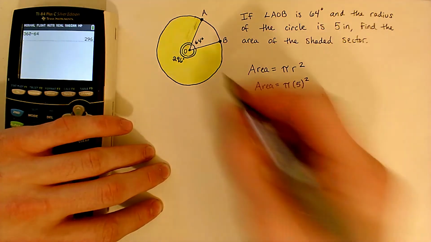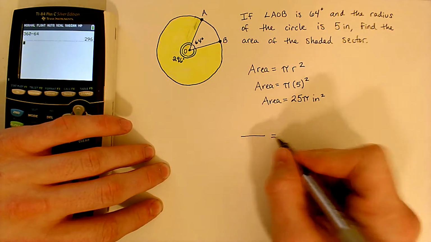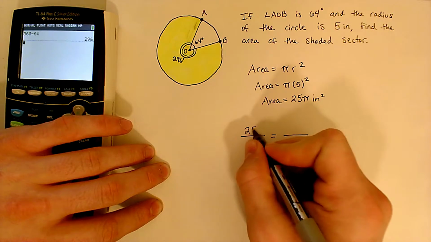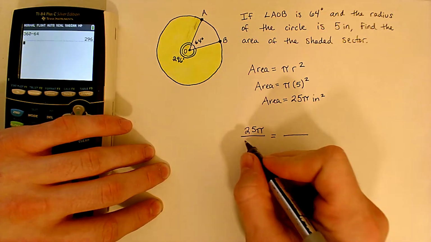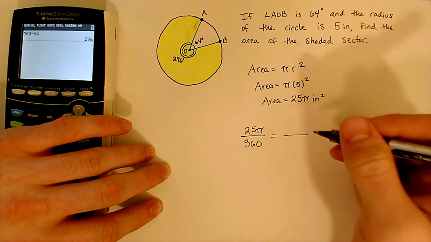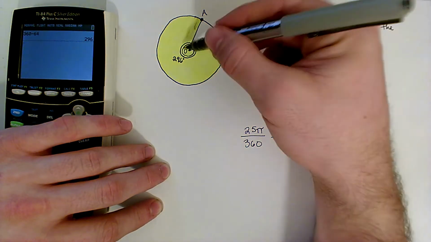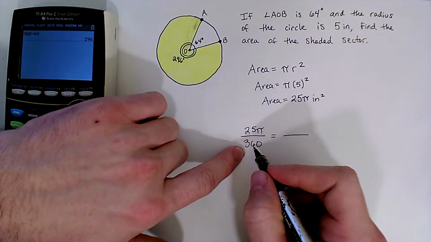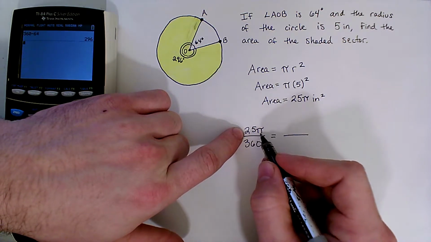Now that I've got the entire area of the circle, I can set up my proportion. I'm going to say that the entire area, which is 25 pi, is associated with the entire degrees of the circle, which is 360. And now I'm looking for the section that's not 64. I don't want the 64 degrees. I want the 296 degrees. So my 360 degrees represents the entire circle. This represents the area of the entire circle.